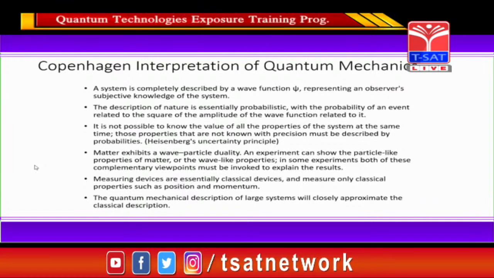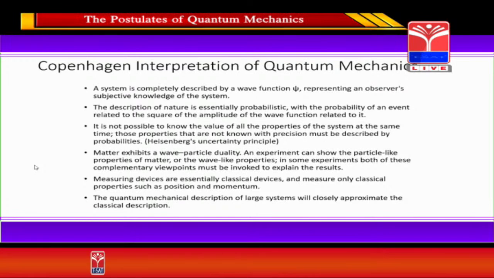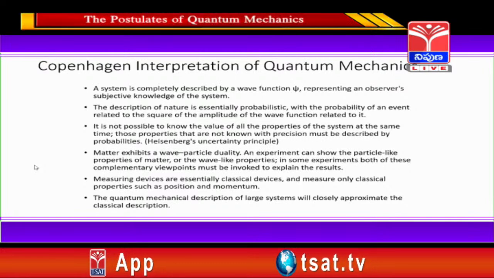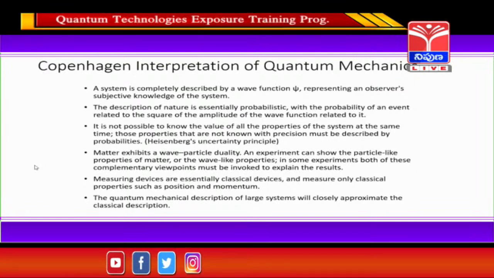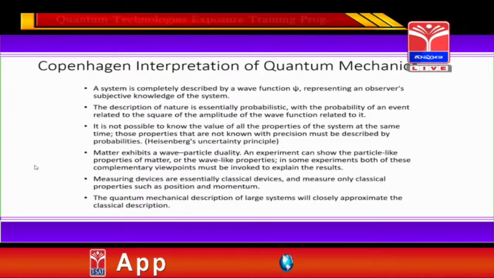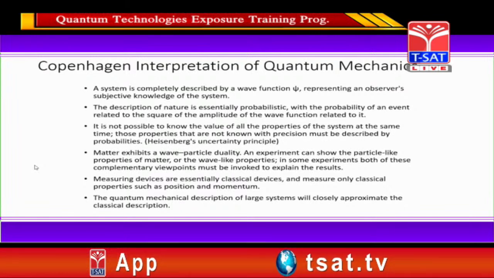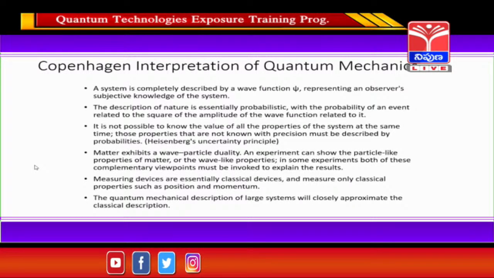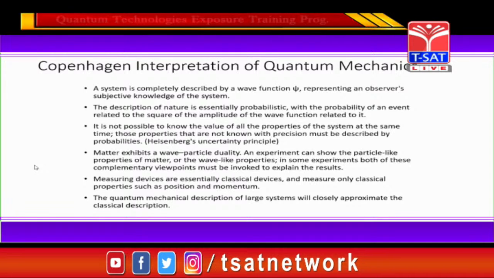A quantum mechanical description of a large system will closely approximate the classical description, because we can approximate a quantum mechanical system to a classical one. For example, if we consider this uncertainty principle, the product of the uncertainties of position and momentum is always greater than or equal to h bar. This h, the Planck's constant, is the thing that determines this.